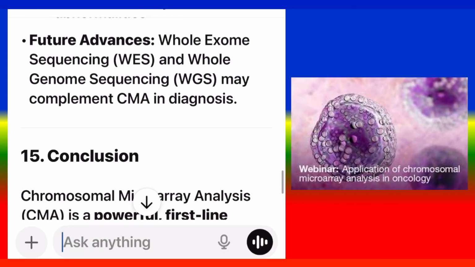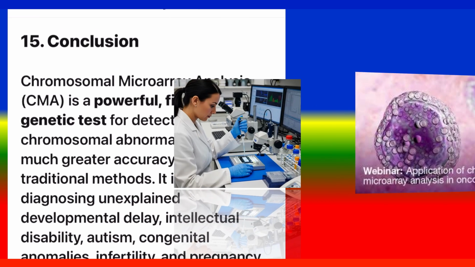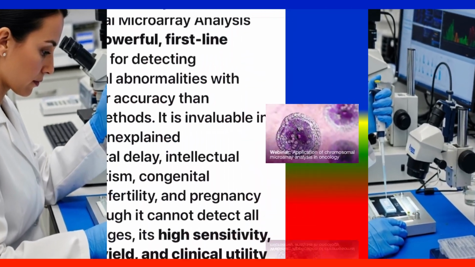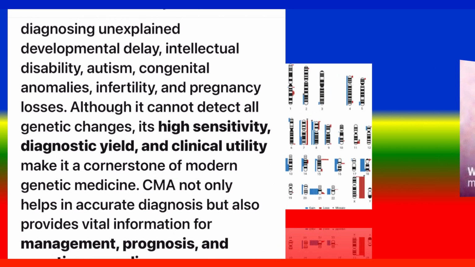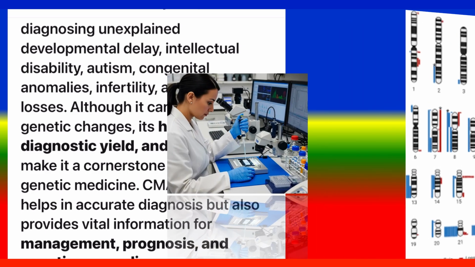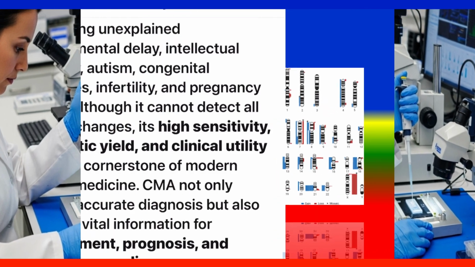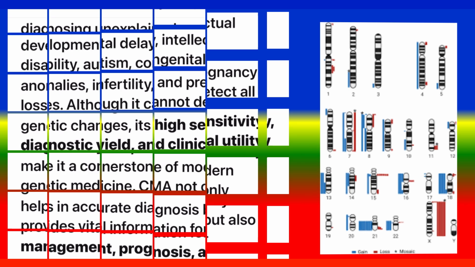15. Conclusion. Chromosomal Microarray Analysis, CMA, is a powerful first-line genetic test for detecting chromosomal abnormalities with much greater accuracy than traditional methods. It is invaluable in diagnosing unexplained developmental delay, intellectual disability, autism, congenital anomalies, infertility, and pregnancy losses. Although it cannot detect all genetic changes, its high sensitivity, diagnostic yield, and clinical utility make it a cornerstone of modern genetic medicine. CMA not only helps in accurate diagnosis, but also provides vital information for management, prognosis, and genetic counseling.